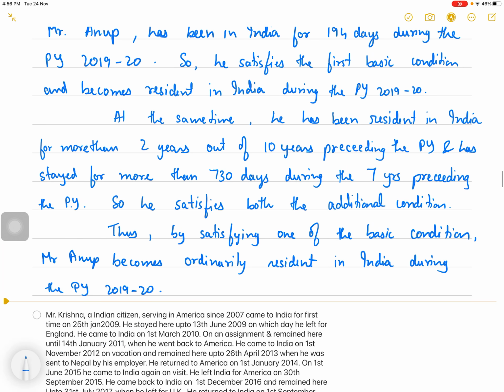Okay, just make the changes. By satisfying one of the basic conditions and both additional conditions, Mr. Anup becomes ordinarily resident in India during the previous year 2019-20.